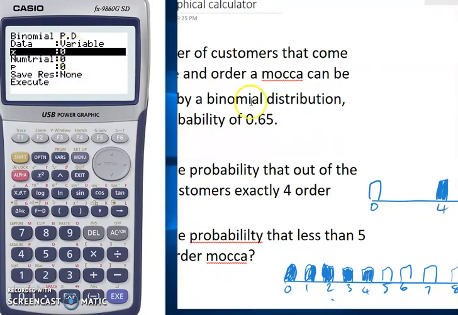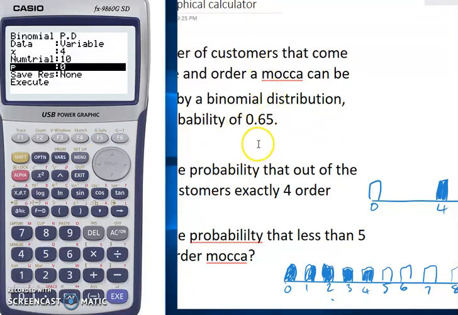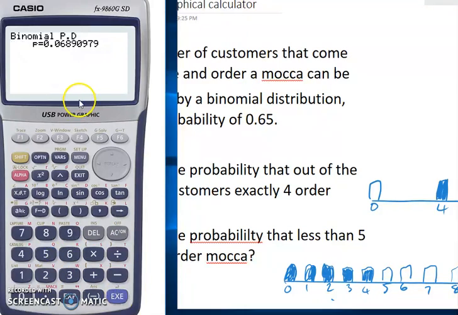X is our number of interest, that's 4, and then execute. Our numtrial, the most that we could possibly get, was 10. The probability that remains constant throughout, which is an assumption of course, is 0.65. Hit execute twice, and it gives us the probability of 0.0689. Okay, so that was a perfect score.